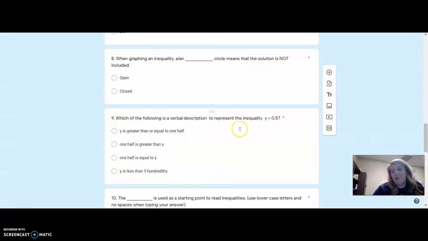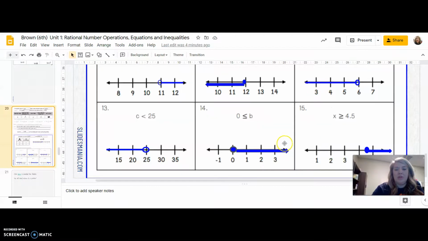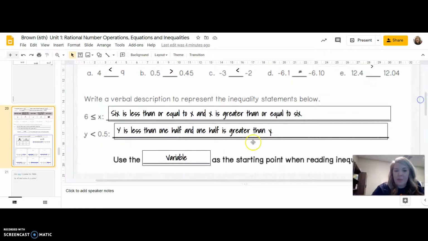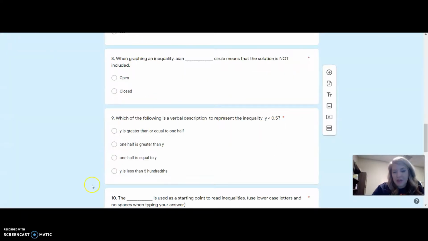Which of the following is a verbal description to represent the inequality? Y is less than 1/2. A lot of us put y is less than 5/100. That is in the 10th spot. So if I go to my notes and I go to where it says y is less than 1/2, and 1/2 is greater than y. So if I go back over here, 1/2 is greater than y. There's the answer to number 9.